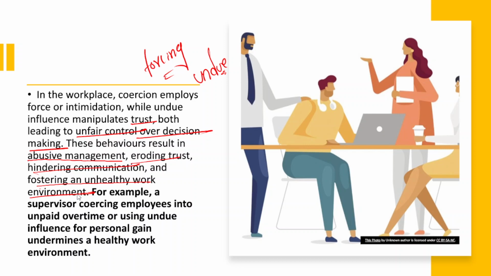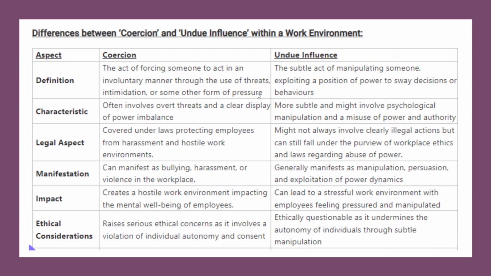So even he is using undue influence. Undue influence means you have to face the repercussions if you don't do this particular work. So that is undue influence. That undue influence will also be used by the superior for his personal benefit. So this very often results in an unhealthy work environment, and an unhealthy work environment is detrimental for the overall functioning of the company.